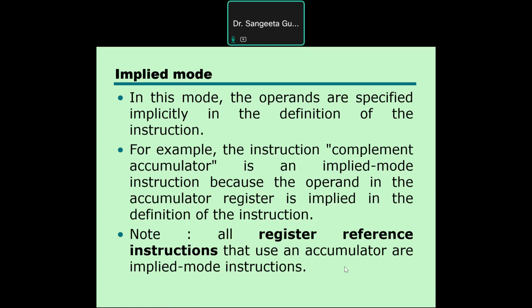This is an implied mode instruction because the operand in the accumulator register is implied in the definition of the instruction. As we have three different categories of instructions, namely memory reference instructions, register reference instructions, and input output instructions, out of these three categories, all the register reference instructions that use an accumulator are examples of implied mode.